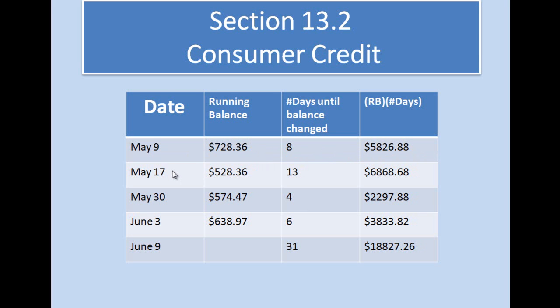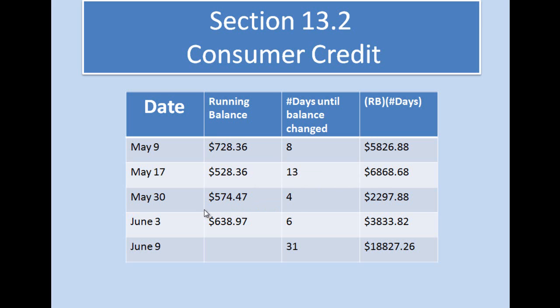Now the next one is May 30. Between 17 and 30 we have 13 days. And the balance is decreasing because you paid $200. That's 728.36 minus 200, which is 528.36. Now this amount multiplied by 13, you will get this answer.